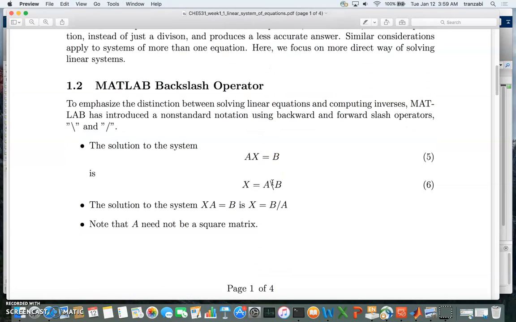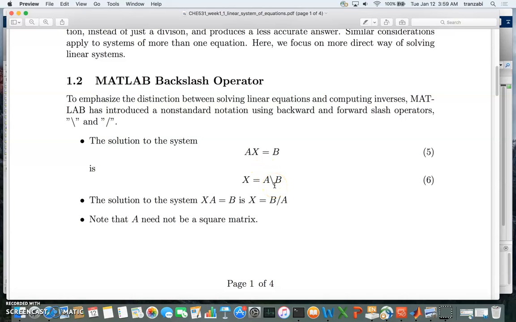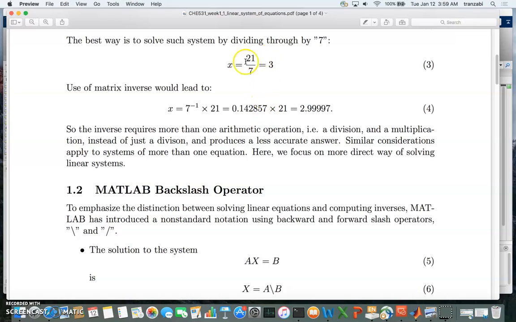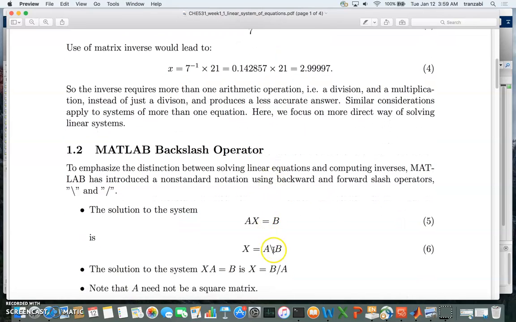So the best way to do it in MATLAB is using the backslash operator. And this backslash operator is pretty much like this. We don't get into the details of it, but it is faster and more accurate.